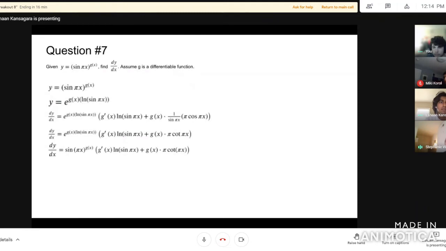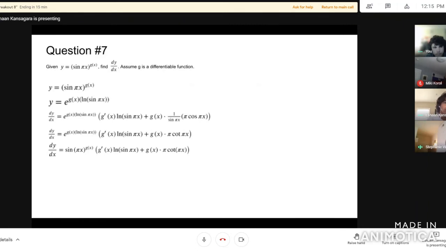For this problem, you're finding the derivative of y equals sine pi x to the g of x, and g is a function. Because g is a function, you can't do power rule or any other rule like that. So you're going to have to use e to the ln. When you do that, applying natural log rules, you can get e to the g of x times ln of sine pi x. From there, when you differentiate, you're differentiating something like e to the x, but it's a whole function. And because they're two functions multiplied together, you have to do product rule.